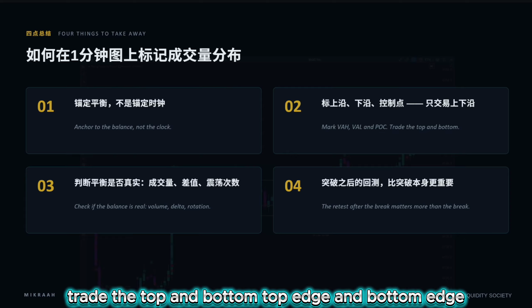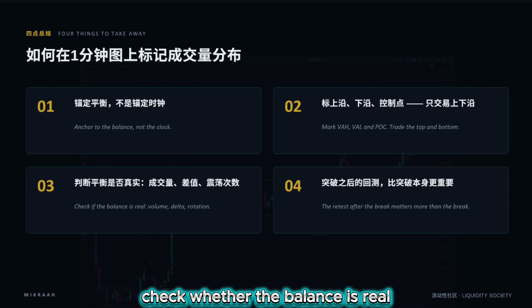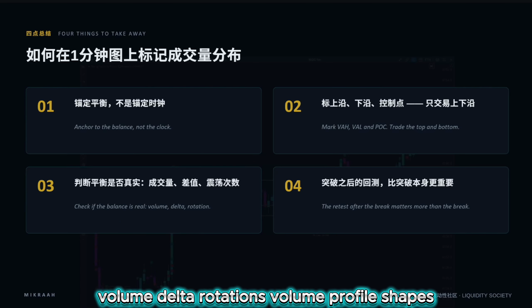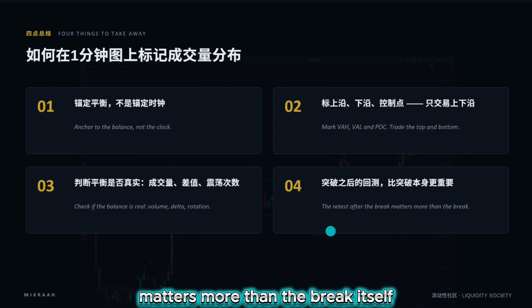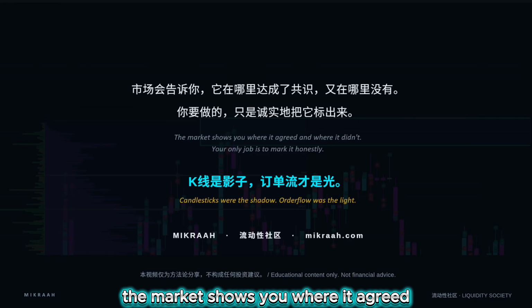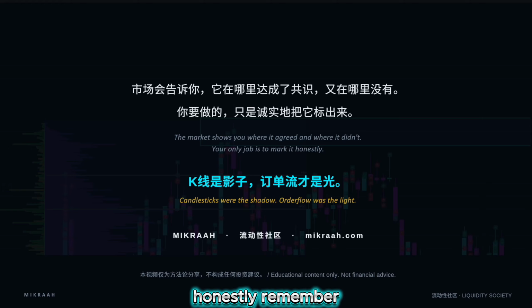Trade the top and bottom, top edge and bottom edge, okay? 3. Check whether the balance is real. Volume, delta, rotations, volume profile shapes, that is what tells you. 4. Retest after the break matters more than the break itself. The market shows you where it agreed and where it didn't. Your only job is to read the market honestly. Remember, candlesticks were the shadow and order flow was the light.